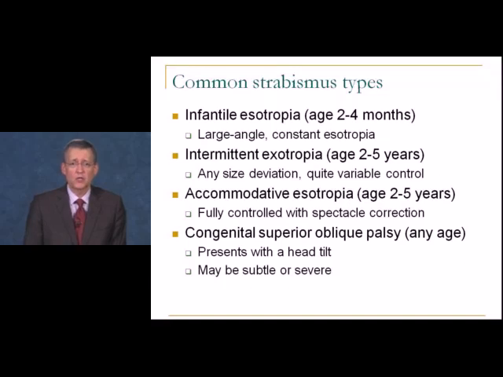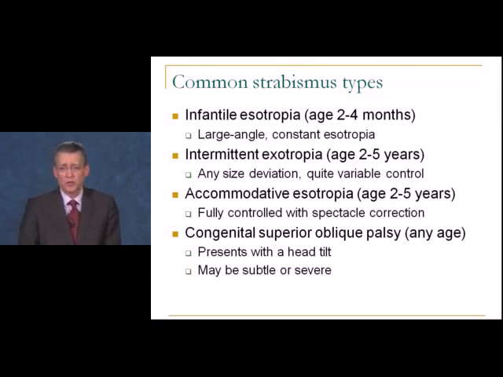Intermittent exotropia, on the other hand, comes on later, age 2 to 5 years. That was that last patient I showed you. It can be any size of deviation, but the control can be variable. Sometimes it's just every now and then when they're really tired that it will spontaneously drift out. Other kids are almost always drifting out. They can only pull it together if they're really holding on to it.